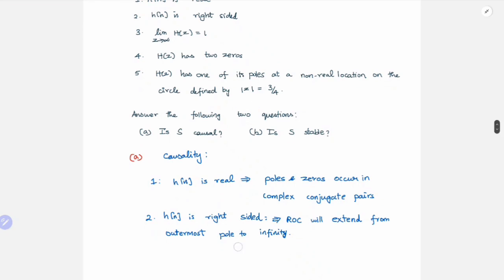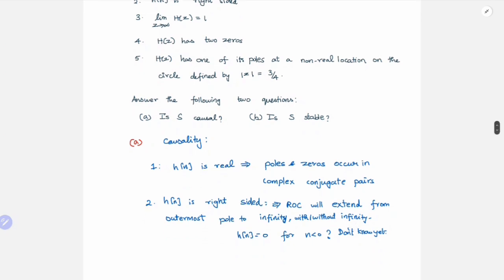But you still don't know if your h of n is equal to 0 for n less than 0. This is a question mark. Don't know yet. Because it only goes to infinity, with or without infinity. Only if it does not contain infinity can you say it is causal, right? So that positive powers of z are not occurring in your z transform, and hence your h of n is equal to 0 for n less than 0. But this one we still don't know, without infinity or with infinity.